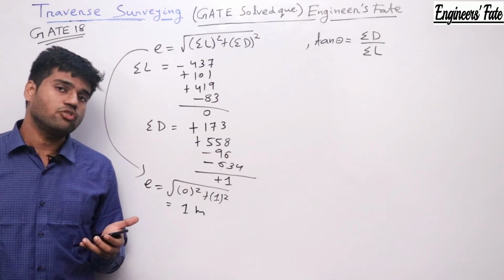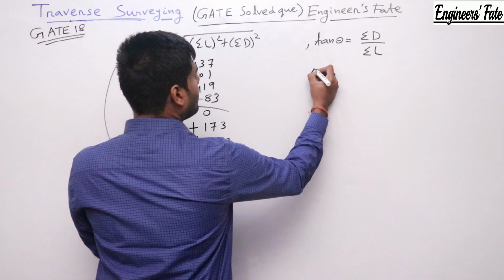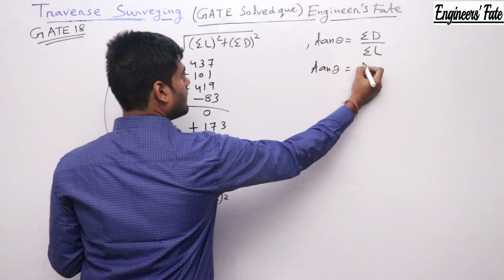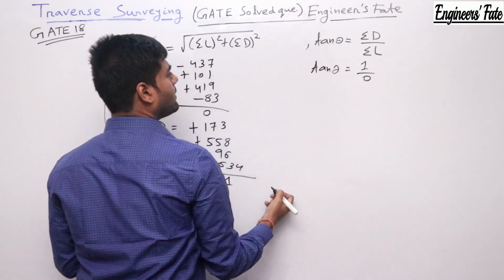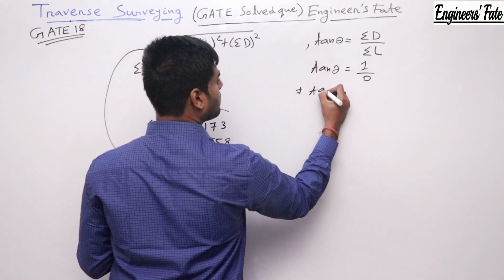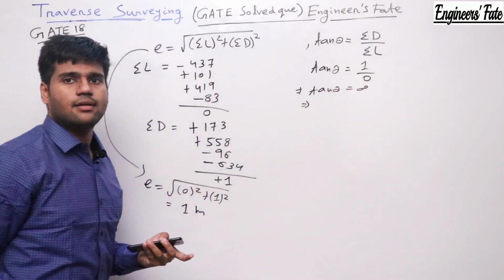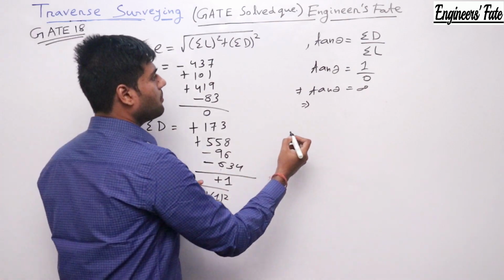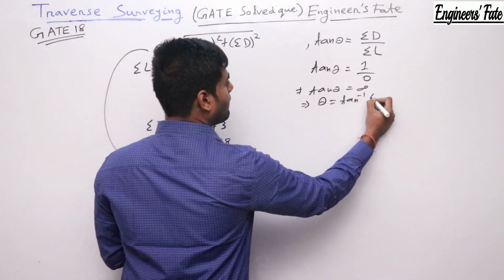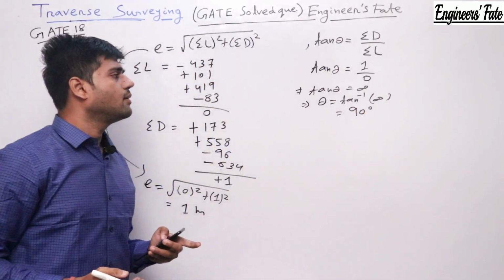You can see in the options, 1 meter is having two values, so I need to check the angle here. How to find the angle? That is tan theta equal to summation of departure, that is 1, divided by summation of latitude, which is 0, so tan theta equals infinity. We know where the tan theta value is infinity, I can simply find the theta value, that is 90 degree.